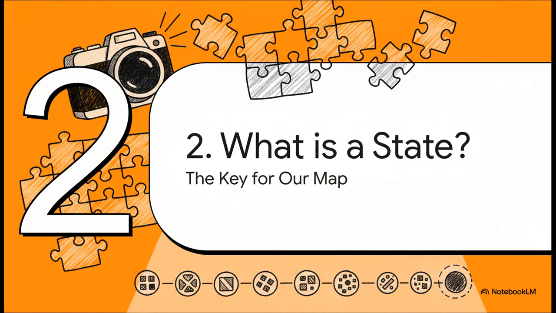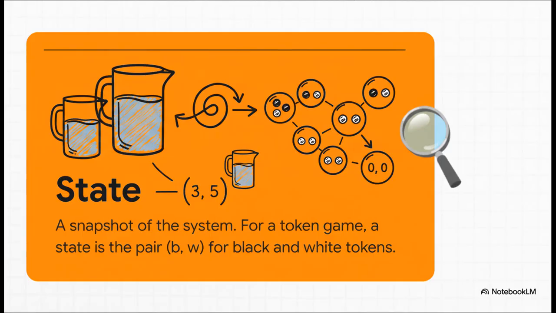Okay, so we've got our rules. Now what? Well, we need a way to talk about where we are in the puzzle at any given moment. We need to be able to take a snapshot of the situation. And this brings us to a really crucial concept, the state. A state is really just a precise description of the system at one point in time, a freeze frame. For our water jugs, we can describe any state with just a pair of numbers, like 3, 5. That just means the 3-gallon jug is full and the 5-gallon jug is full. Or 0, 0 means they're both empty. And just think about what we did there. We took a messy, physical puzzle and turned it into simple, clean pairs of numbers.